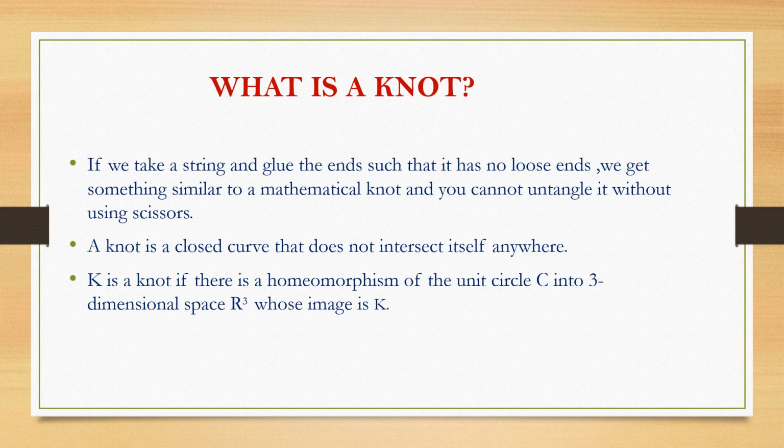Now, speaking about knots, these knots are not that different from the knots we're familiar with. The only difference is that these kind of knots don't have loose ends. And once you tie it, you can't untangle it without using scissors. So, basically, to get an idea, we shall think like this: let's take a string and glue it such that it has no loose ends. Then you get something that is similar to a mathematical knot. So, you can briefly say that a knot is a closed curve that does not intersect itself anywhere. And a knot is something that lies in space. So you can say it's a homeomorphism of the unit circle in three-dimensional space R cube.